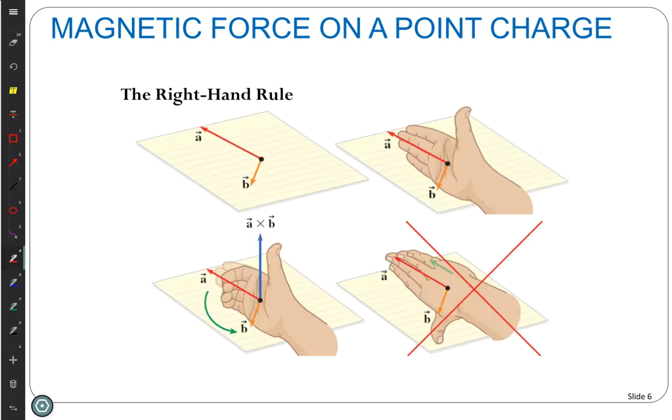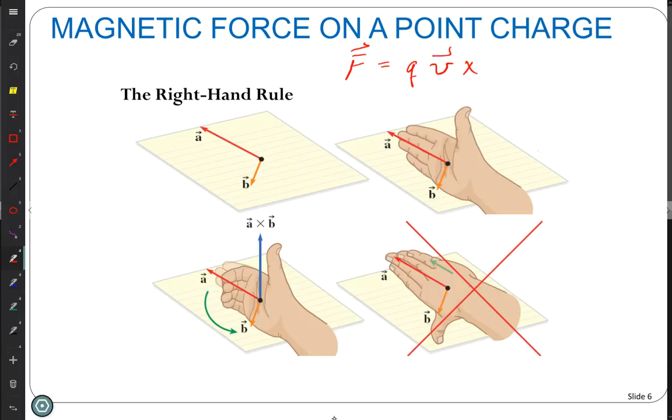So how do we get the direction? We've already done a lot of work with the right-hand rule before, but as a reminder, you take your hand, make your fingers point straight out, and orient your hand so your index finger is pointing the direction of the first item in the cross product. So since we have the equation force vector is equal to Q V vector cross B vector, then my index finger is going in the direction of the velocity of my particle.